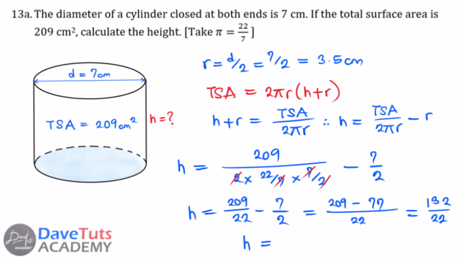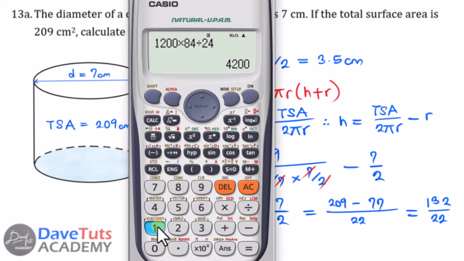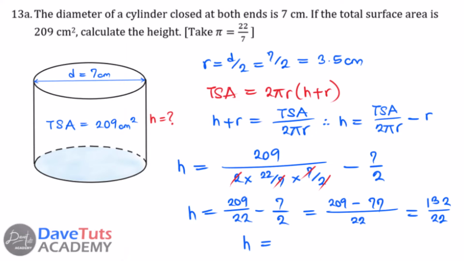Now let me use my calculator. Okay, I have 132 divided by 22. What's that going to give me? This is nothing but 6 centimeters. So the height of the cylinder is 6 centimeters, and even if you plug in your values directly, you also arrive at the same answer as this.